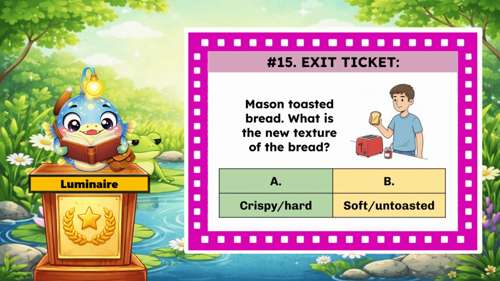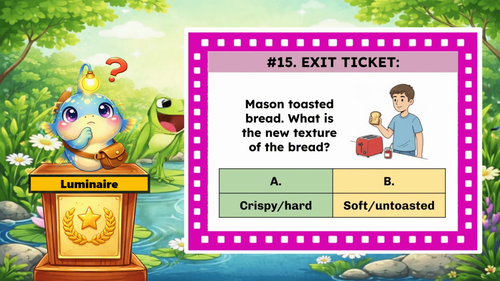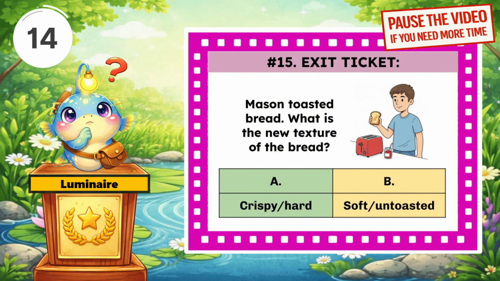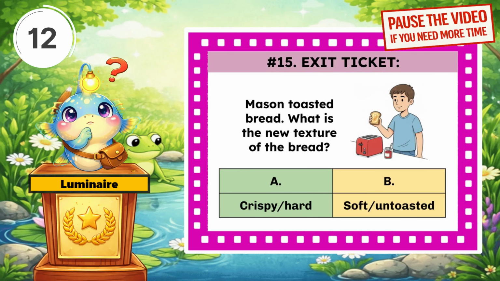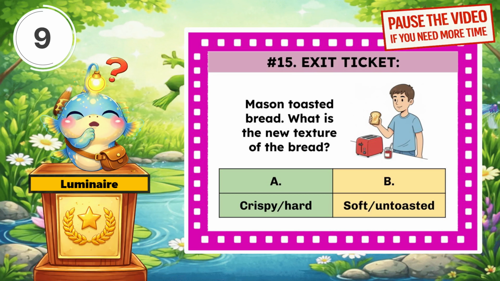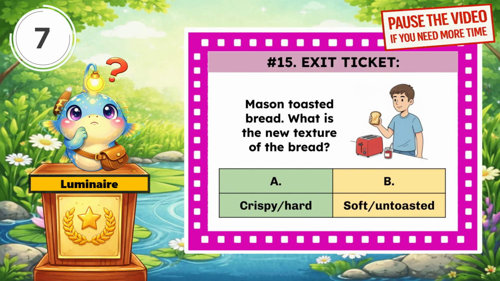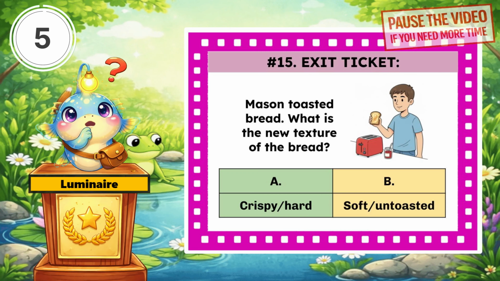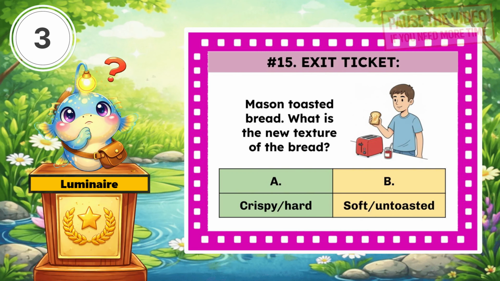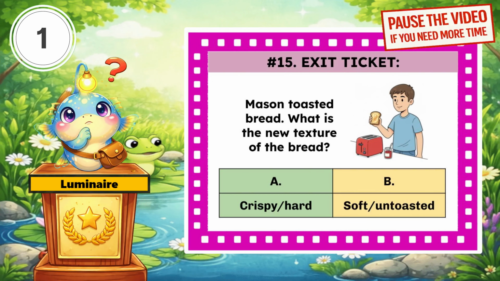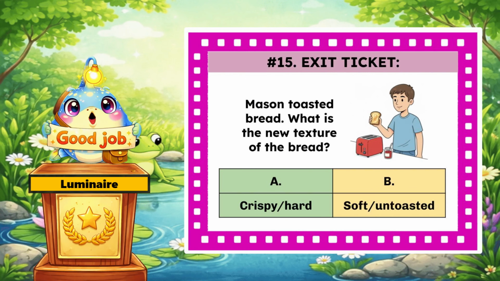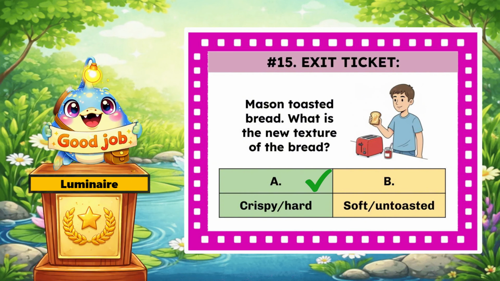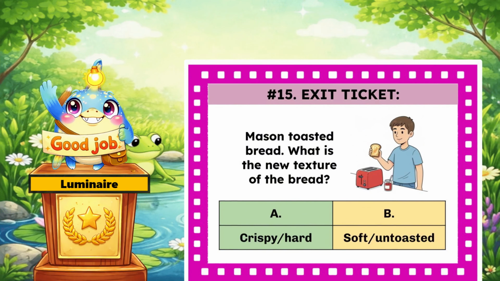Mason toasted bread. What is the new texture of the bread? And the correct answer is letter A, crispy or hard.